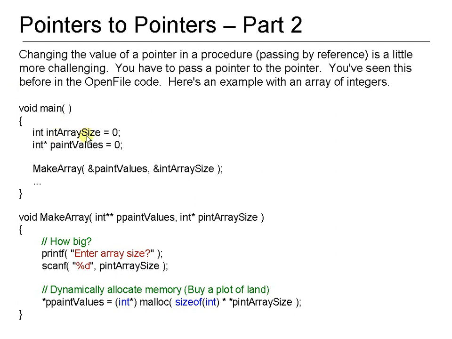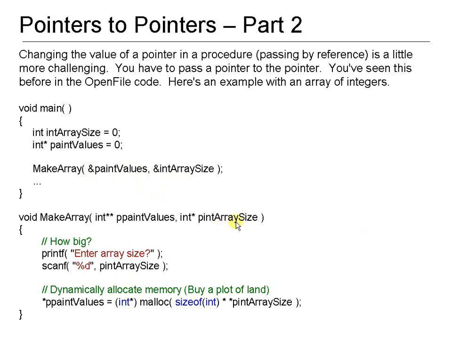So I declare my array size variable and my pointer to the array, but I don't get the size from the user in the main function, nor do I allocate in the main function. Instead, I delegate that to a procedure called makeArray. Since I want that procedure to get the size from the user and allocate space, I need to pass in those two variables, and I basically want to do it by reference, but by reference doesn't exist in C, so I have to pass by pointer, and that means when I call makeArray, I pass in the address of each of those variables.